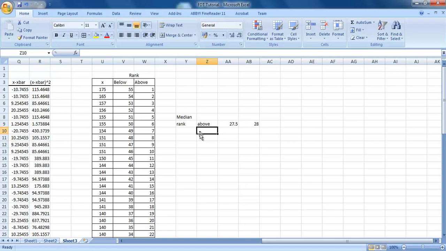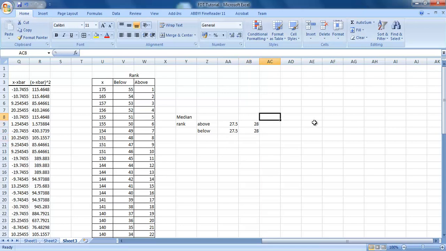Okay? So the rank of the median from below is the same. It is equal to the number of scores, the number of values, or the sample size, divided by 2. Round this up. So this is 28. Notice that when we round off positions, we round upward. So 27, anything in excess of 27 becomes 28.